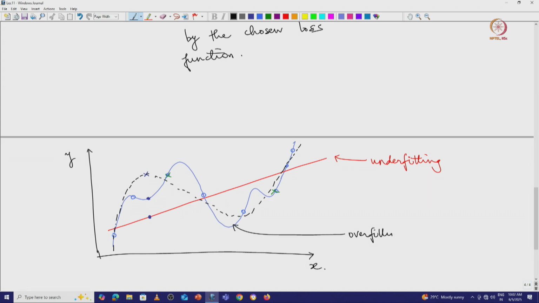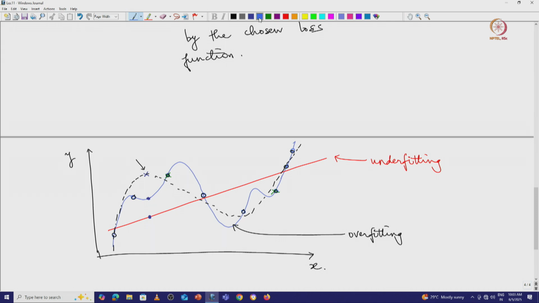In this case you can clearly see the model performed excellently on the training set. Obviously it passed through each of these points, each of these points the model was able to pass through. So its performance on the training set was excellent. However, when we subjected the model to unseen test data, it started to fail miserably. So that was the case of overfitting.